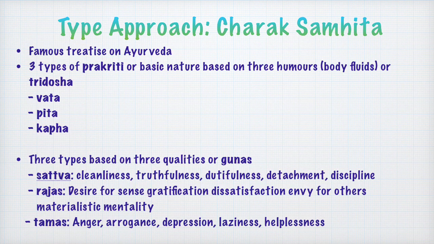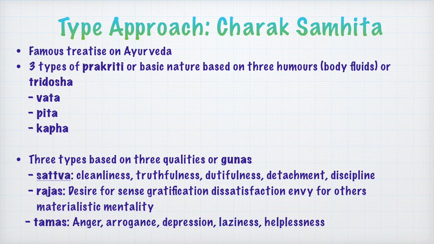Coming to tamas, tamas is characterized by anger, arrogance, depression, laziness, helplessness. Tamas is basically the dark parts within us, all the darkness which we have within us. So tamas is all the darkness, sattva is all the brightness, and rajas is all the worldly things that are there within us.